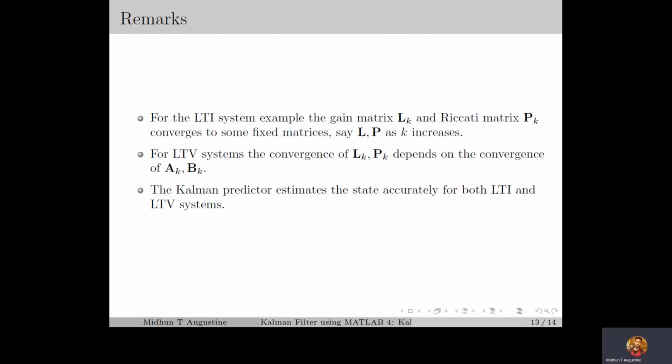Finally, we can say that the Kalman predictor can estimate the states with sufficient accuracy for both linear time invariant and linear time varying systems.